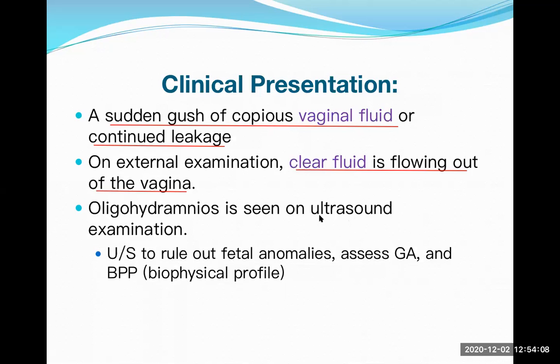And when we do ultrasound, most of the fluid has already gone out, right? So only a small amount of fluid is left, that is oligohydramnios. It is seen in ultrasound. Now see this, the ultrasound is a must, it is the must examination to rule out fetal anomaly, to assess the gestational age, and to assess the biophysical profile of the fetus. So ultrasound is always done before delivery if someone comes with premature rupture of the membrane.